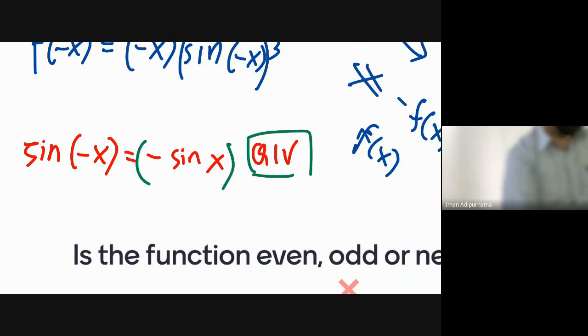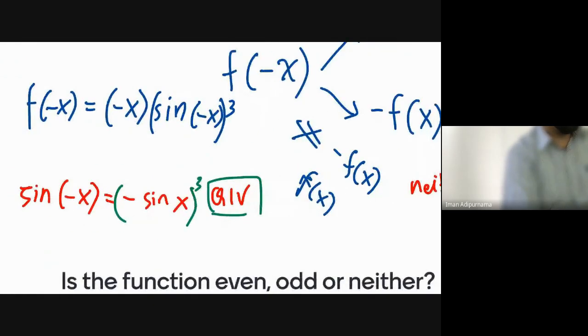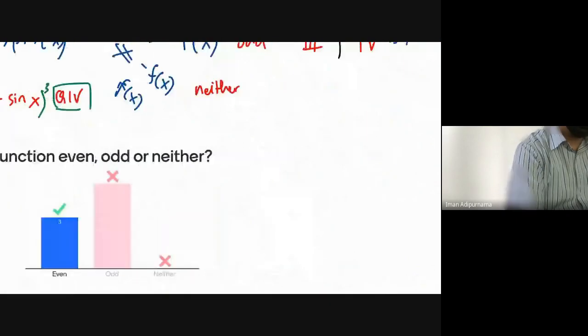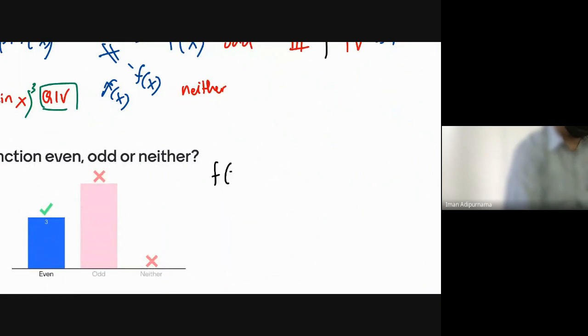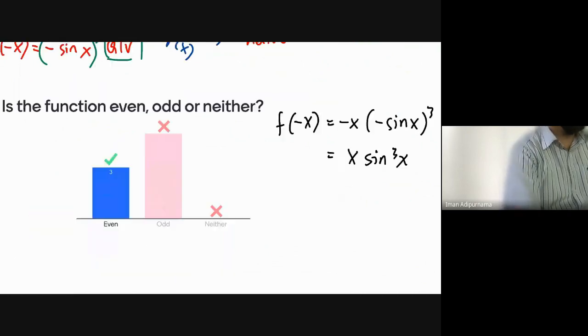And you cube this negative sine x, and it will be negative, right? Let me write here. So f of negative x is negative sine x, and then cubed. This will be sine x cubed. It brings back the original equation. So that's why it's an even function.